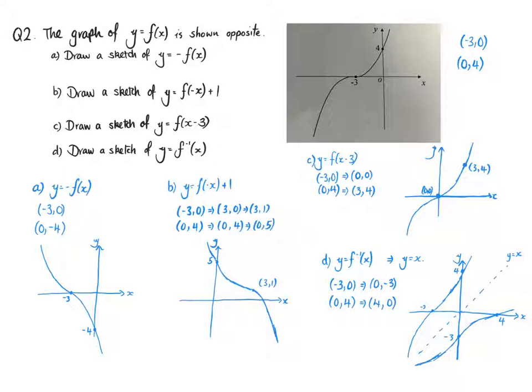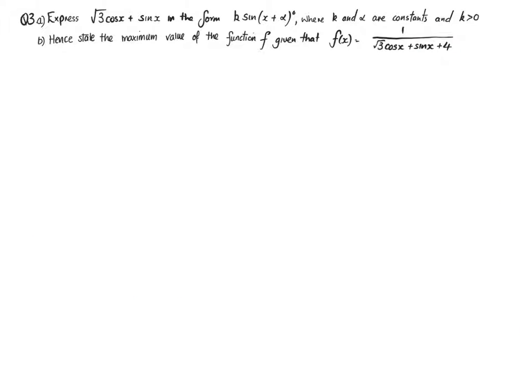Right, okay, so on to question 3. This one took a wee while, but don't worry. Okay, so we've got to express square root of 3 cos x plus sin x in the form, so it's equal to k sine x plus alpha. So we get k sine x cos alpha when we expand this, plus k sine alpha cos x. Right, so that's the expansion from your formula sheet, which you should all have a copy of.